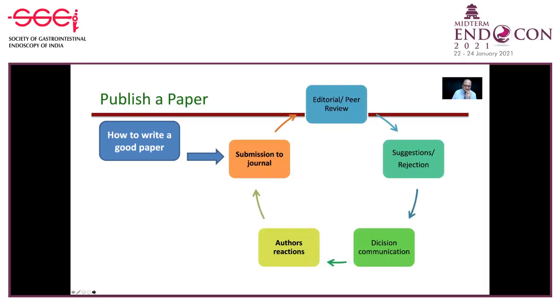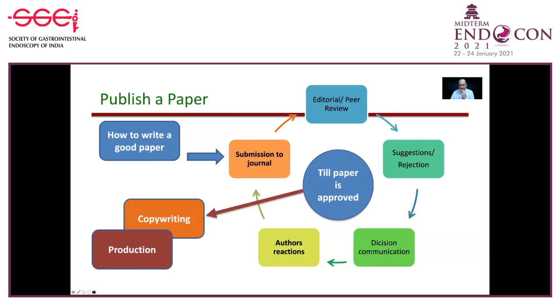But the reviewers scrutinize the paper and generate some comments and suggestions on your paper. On the basis of these comments, a decision is taken and the decision is communicated to you. If you have been asked to make some alterations that are possible, you will do it and resubmit it into this cycle again, till the paper is approved or otherwise. Once it is approved, it goes to a different department for copywriting and production.